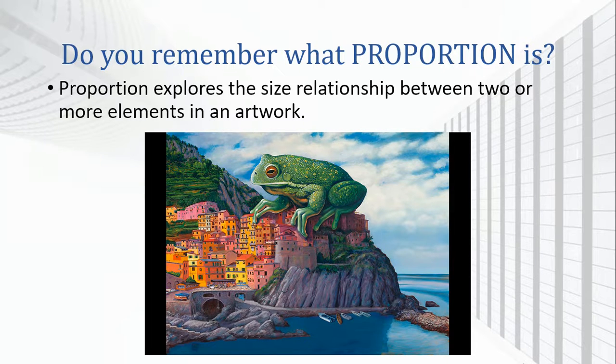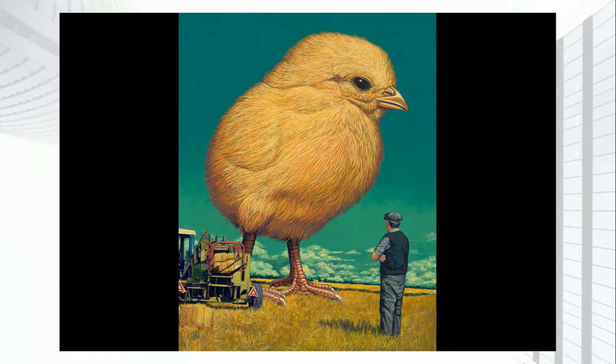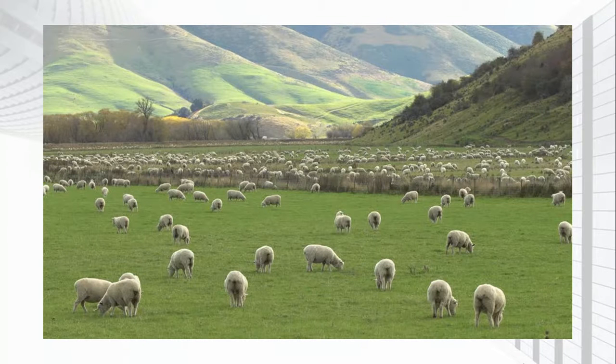Proportion is all about the size relationship between two or more elements in an artwork. For instance, the frog is proportionally much larger than the city that it's sitting on top of. Same for this painting of a giant chick in a field with a farmer. It is proportionally huge.